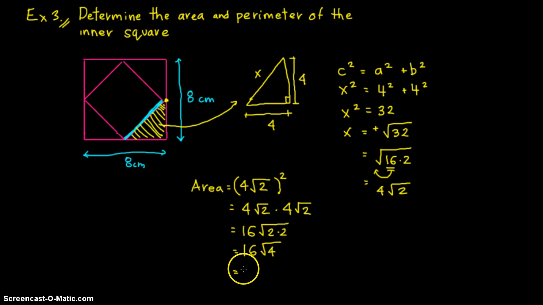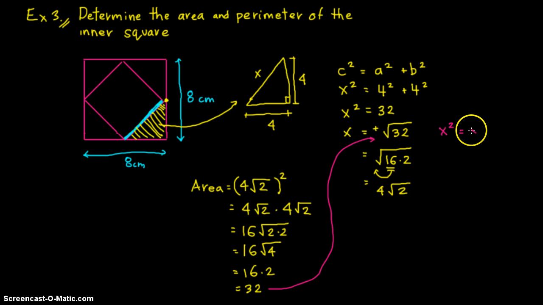That's 2. So I'm going to have 16 times 2, 32. And if you think about that, it kind of makes sense, since x in this case is root 32. X squared must equal root 32 to the power of 2. And remember what I'd said about square roots, that actually is 32. If I had to write it out as a power, it's 32 to the half.